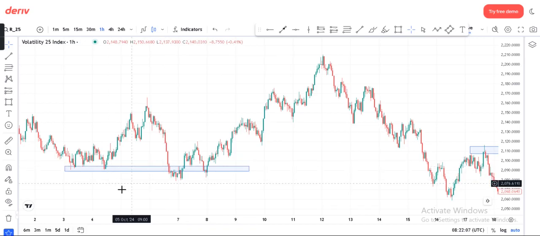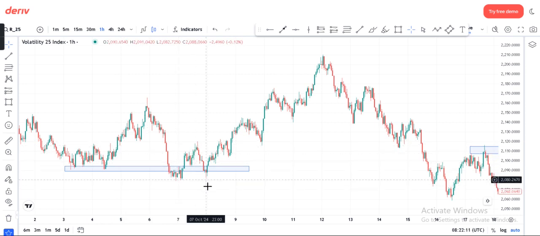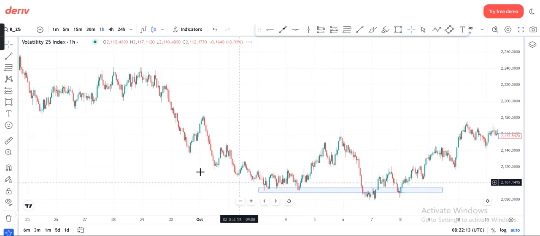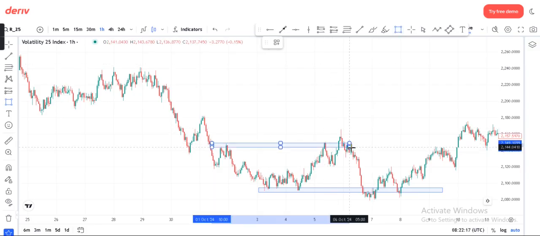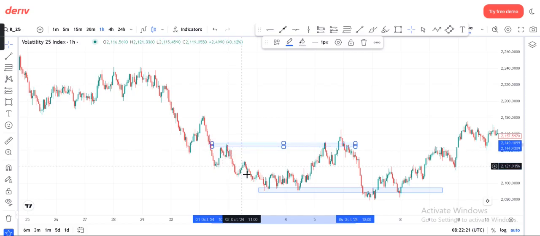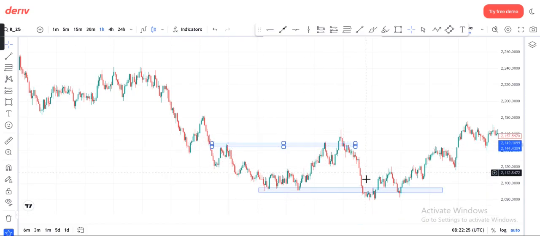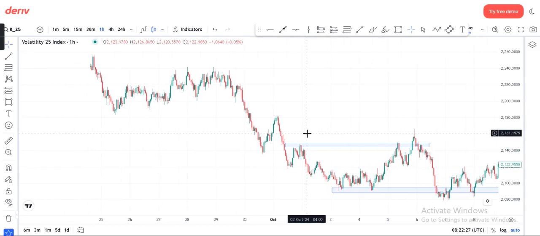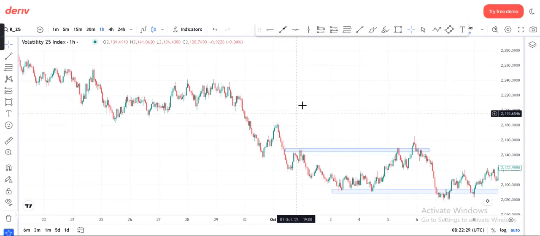This is now your support point. You can see price tapped into it, tapped again, tapped into it, and tapped again. So multiple times you can see that that is a support point. Now this level here, you can see price tapped into this point, dropped, got into this point, dropped, got into this point, and it dropped again. So that clearly tells us that is our resistance point.